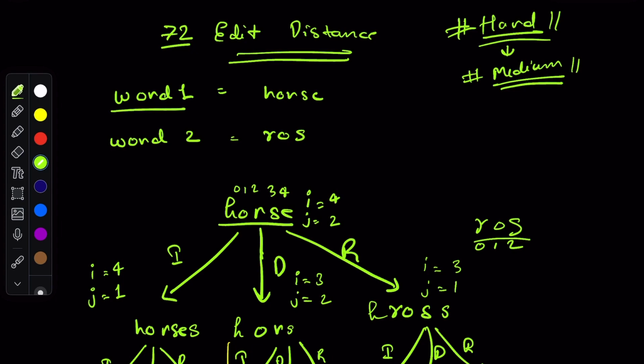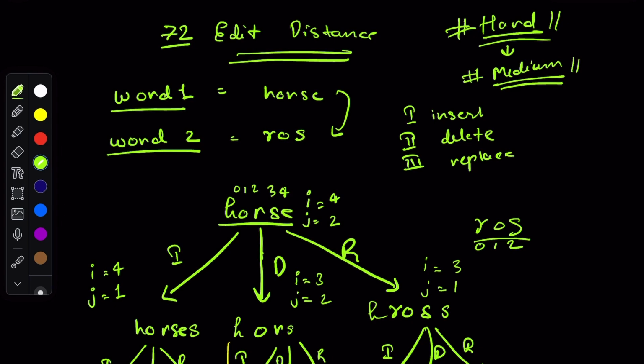So we are given two words, word 1 and word 2. We are asked to change word 1 to word 2 in the minimum number of operations. So what all operations can we do? First is insert, second is delete, and third is replace. Let's look at how we can do these three operations in this example.